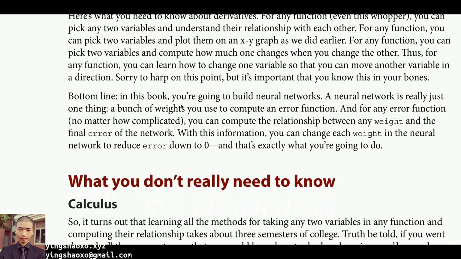Bottom line, in this book, you are going to build neural networks. A neural network is really just one thing, a bunch of weights you use to compute an error function. And for any error function, no matter how complicated, you can compute the relationship between any weight and the final error of the network. With this information, you can change each weight in the neural network to reduce the error down to 0, and that's exactly what you are going to do.